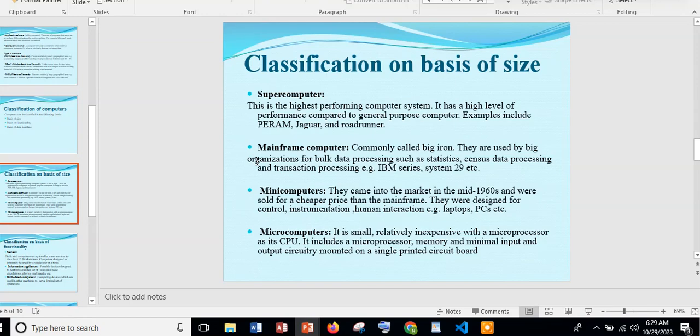The third computer is the mini computer, and these computers came into the market in the mid 1960s and were sold for a cheaper price than the mainframe. They are designed for control, instrumentation, human interaction and e.g. for example, we have the laptops and the PCs. The fourth one is microcomputers. It is small and relatively inexpensive with a microprocessor as its CPU. It includes a microprocessor, memory, and minimal input and output circuitry mounted on a single printed circuit board.